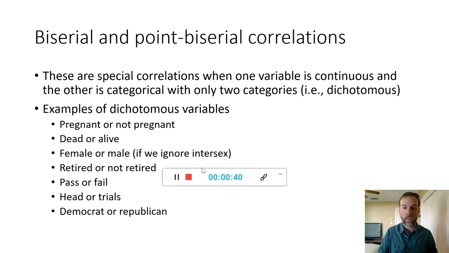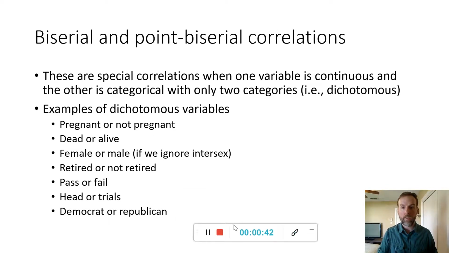And those specifically are the biserial and point-biserial correlations. So these are special correlations. When one variable is continuous, that's normal. That typically both are continuous for Pearson's correlation. But if one is continuous and the other is categorical, specifically with two categories, which we also call dichotomous, then you can perform a biserial or a point-biserial correlation.